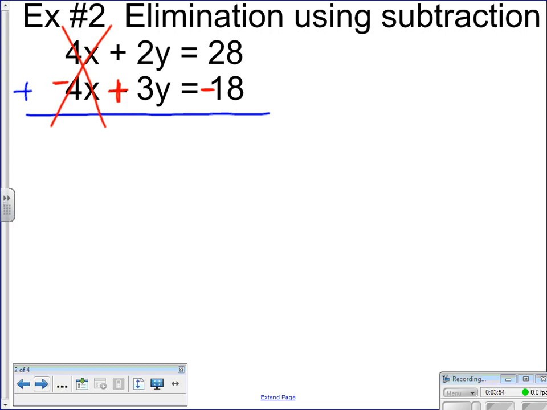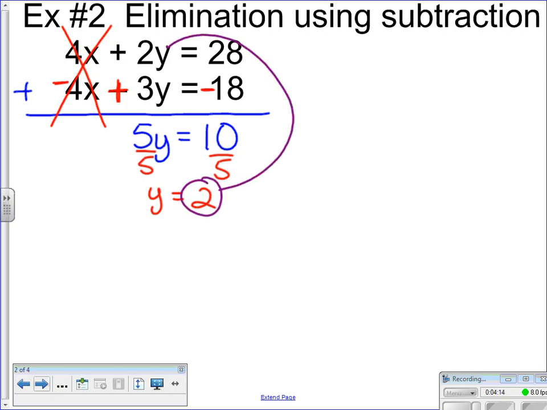2 and 3 make 5y. 28 minus 18 only gives you 10. Divide by 5, and y equals 2. And then don't forget from there to go back and plug in your y into the equation you deem easiest. 4x plus 2, replace that y with a 2, equals 28. So 2 times 2 makes 4.